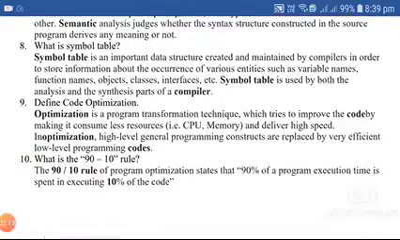Next, ninth question, define code optimization. Optimization is a program transformation technique which tries to improve the code by making it consume fewer resources, that is CPU, memory, and deliver high speed.